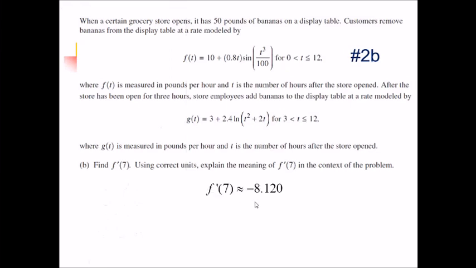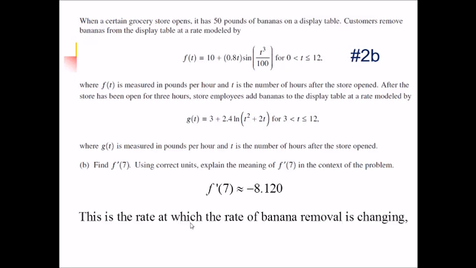All right, so what does this actually mean? Well, f of t, that is the banana removing function here. This is the rate of banana removal in pounds per hour, pounds of bananas per hour. The derivative of that is going to be the rate at which the rate of banana removal is changing. And the units on this, since we're starting off in pounds per hour and we want the rate of that, this is going to be pounds per hour. So pounds of bananas per hour squared. And then the time element also needs to be included here. So this is the rate at times 7, and that's 7 hours.